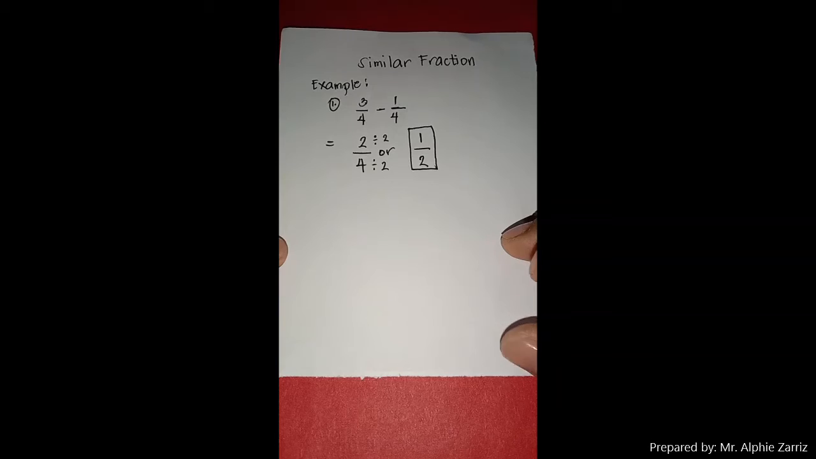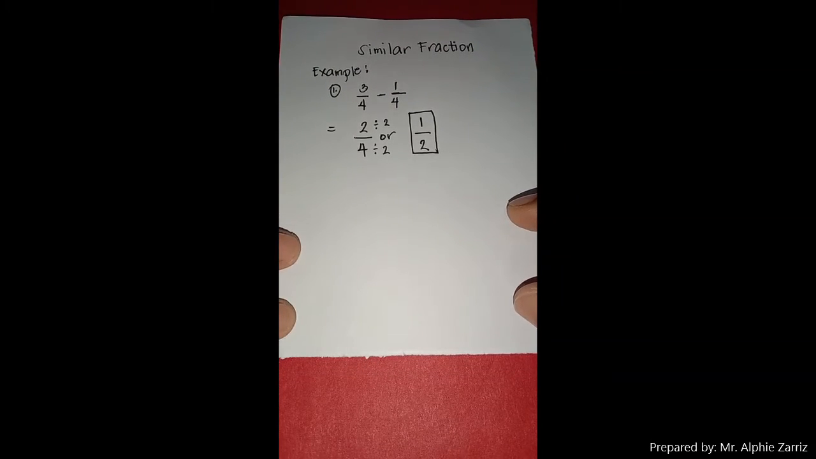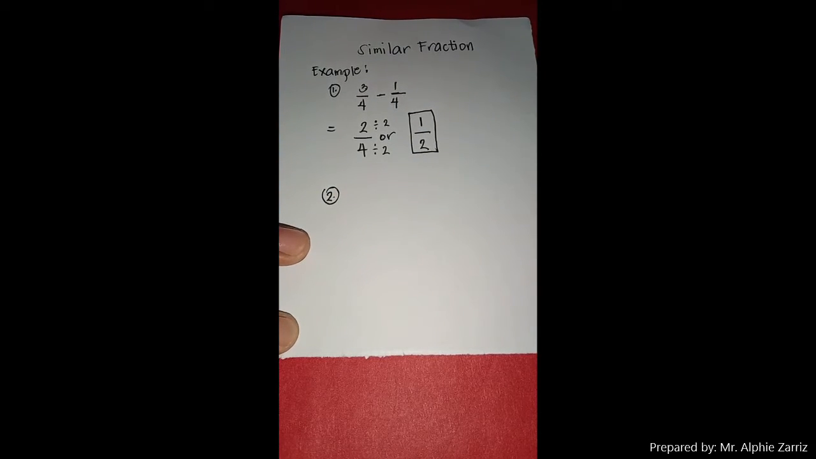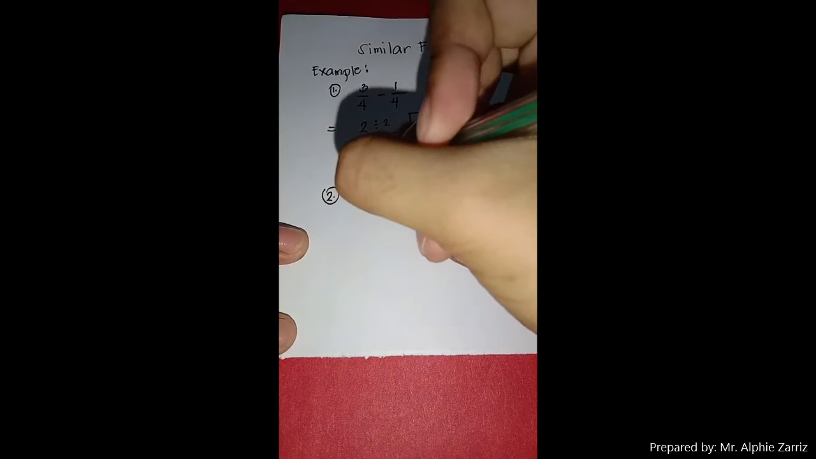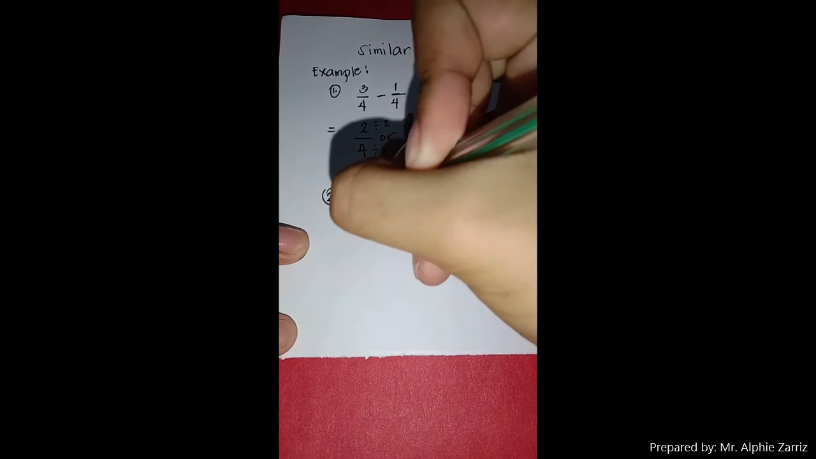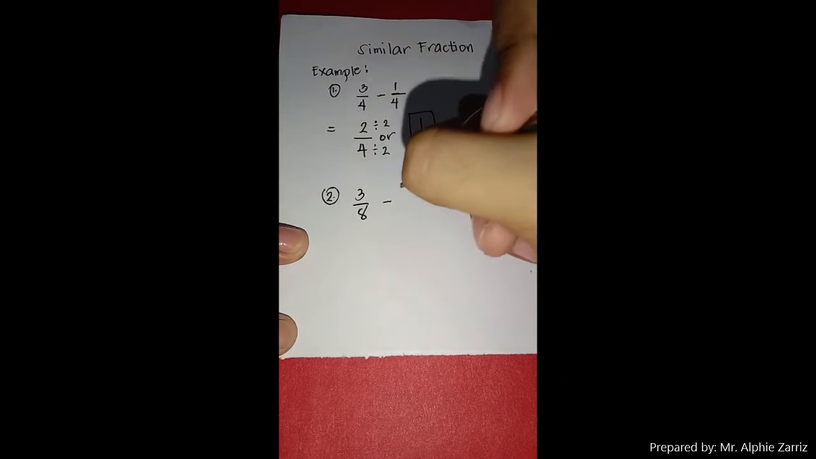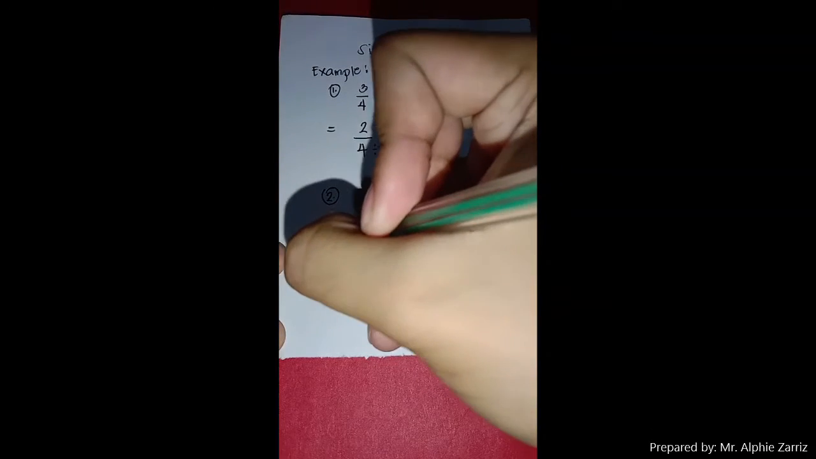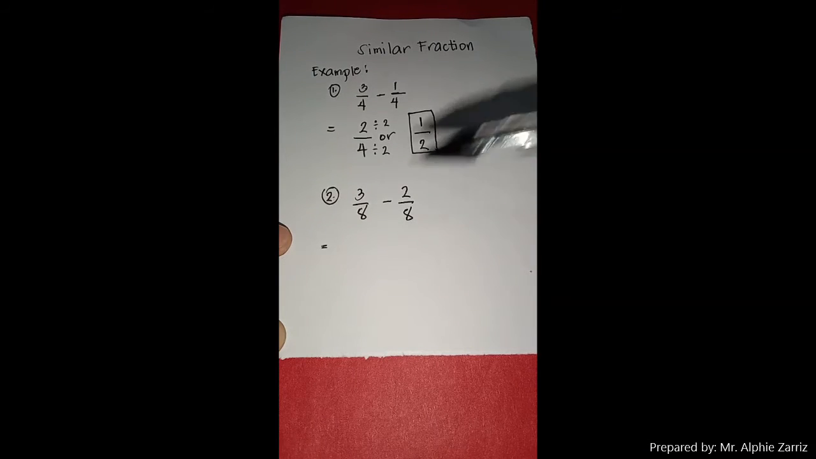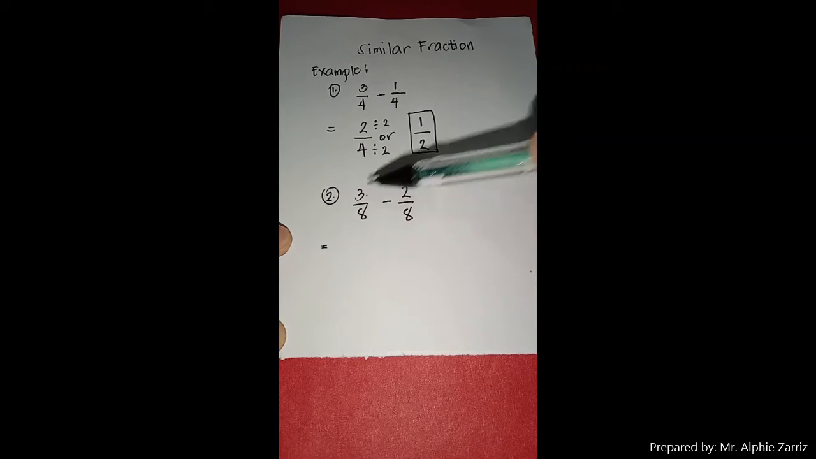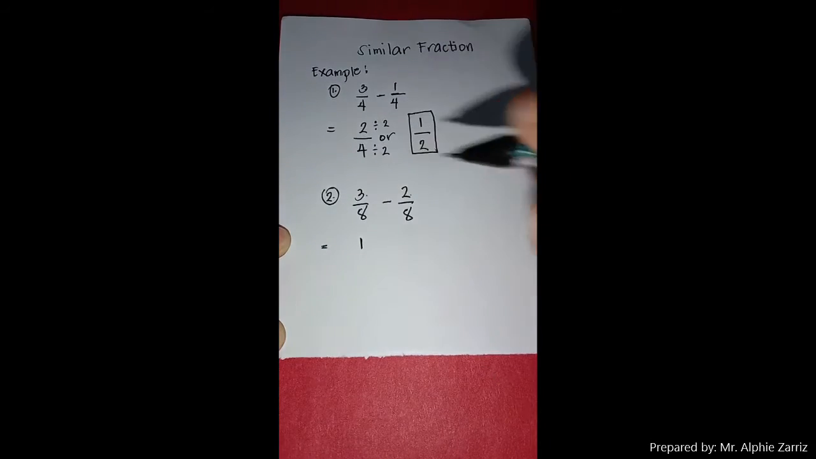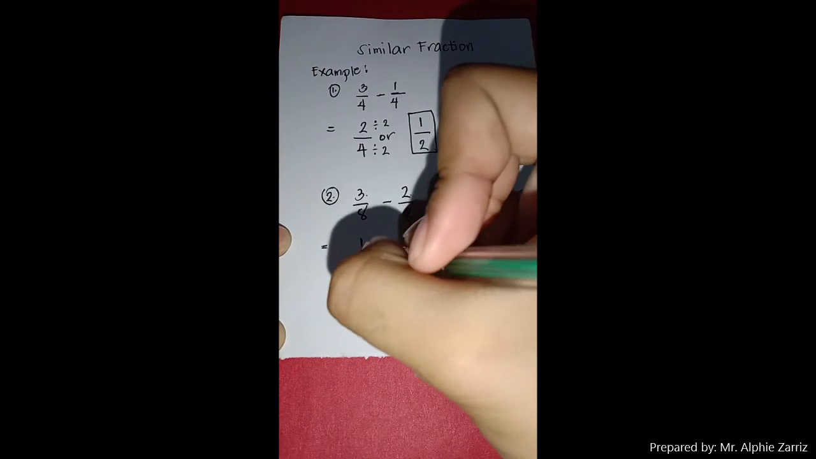Okay, now, let's have another example. Example number 2. What if we have here 3/8 minus 2/8? The first step is we need to subtract the numerators. Our numerators are 3 and 2. So 3 minus 2, we have 1. Then copy the denominator, which is 8.